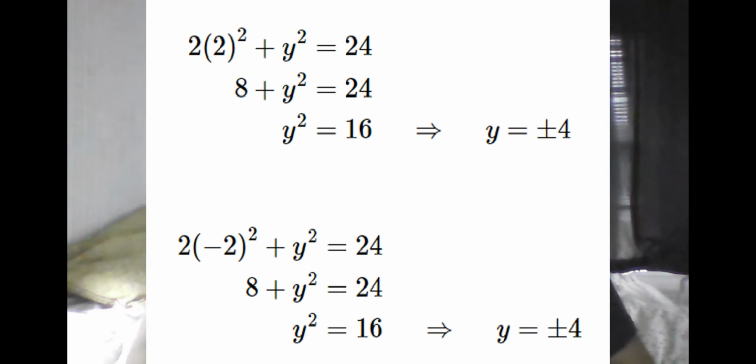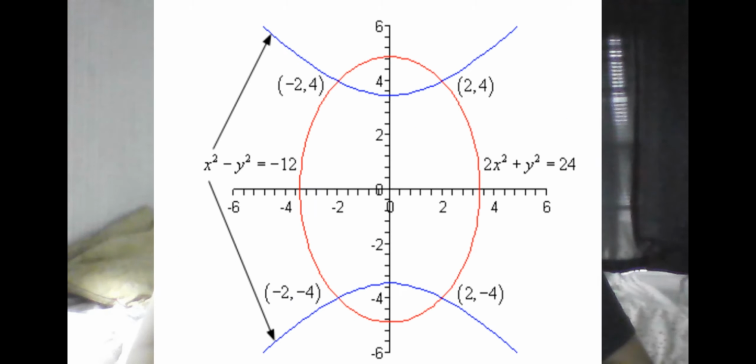When we solve it, we get y equals positive or -4, which means we have (2, 4), (-2, 4), (2, -4), and (-2, -4) as all possible solutions, which is accurate if we graph out the functions.